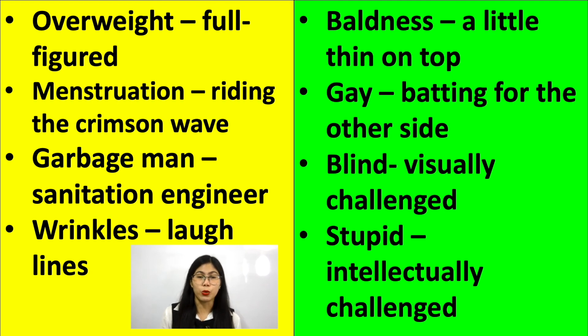Instead of calling someone gay, you can say batting for the other side. Instead of telling someone as blind, you can say visually challenged. Instead of saying stupid, you can say intellectually challenged. Doing so, you are giving an impression to your readers that you as a writer have a lot of vocabulary, or your vocabulary is not limited.